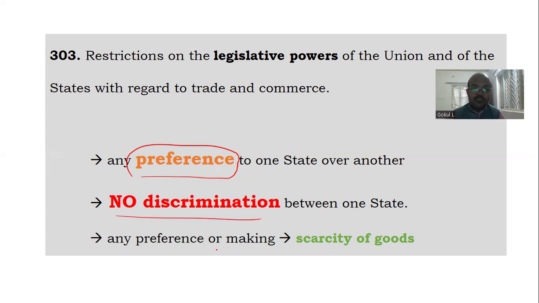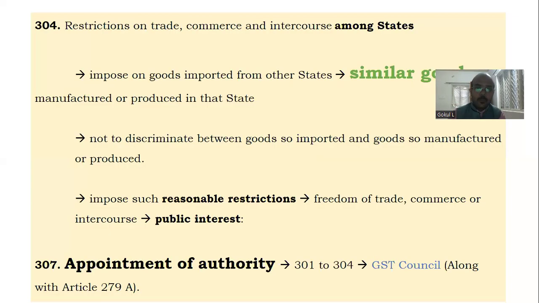Next, any preferences or making of scarcity of goods. When there is scarcity of goods or services, you can make the discrimination. When there is a valid reason, discrimination is accepted, or else it is not. That is what that article is speaking about.